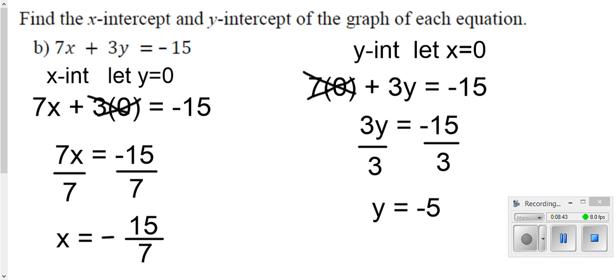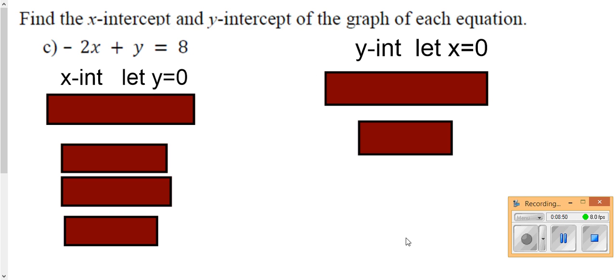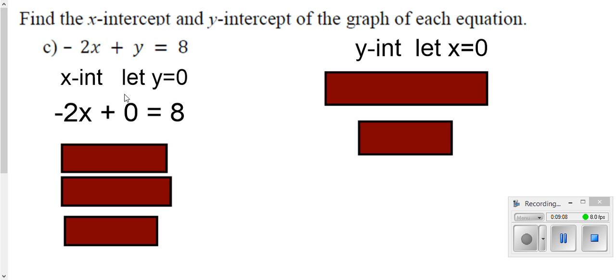A couple more examples, and then I'm going to be done here and let you do the rest. Try it: the equation is negative 2x plus y equals 8. We'll start with the x-intercept, so we'll let y equal 0. We'll substitute 0 in for this y. There's nothing times it, so we end up getting negative 2x plus 0 instead of plus y equals 8, which is just negative 2x equals 8.